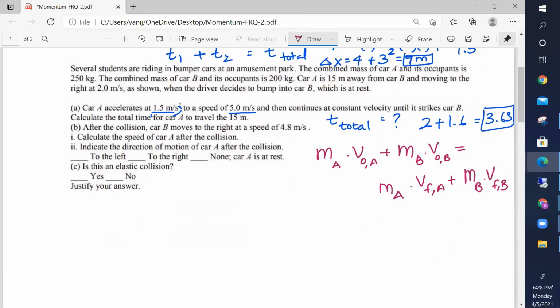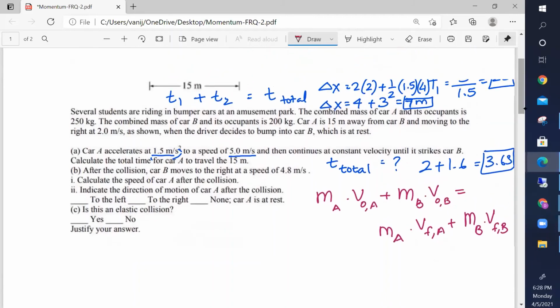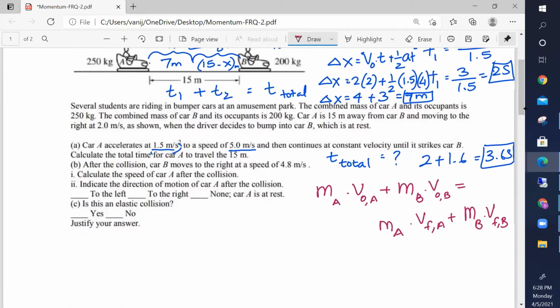So MA, mass of car A, is 250 kilograms, right? So 250 kilograms times the initial velocity of car A. This is where you've got to be careful, because students end up using 2 meters per second. But keep in mind that it is not moving with a velocity of 2 meters per second when it bumps into car B. So the velocity with which it actually bumps into car B is 5 meters per second. So that is the part you've got to be careful with. If you use 2, then you're going to get it wrong.